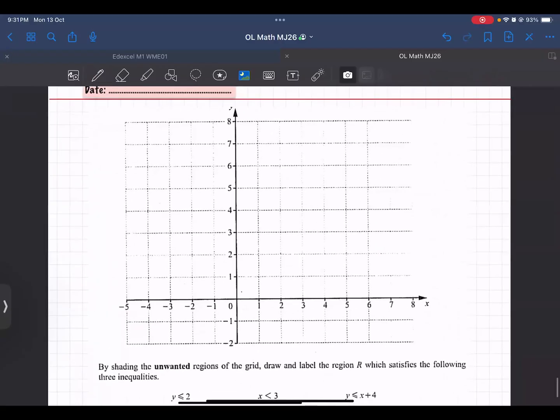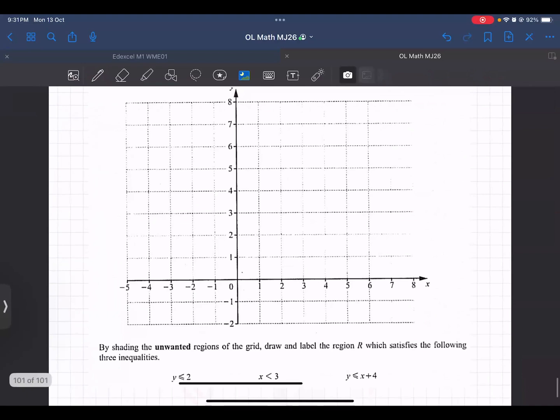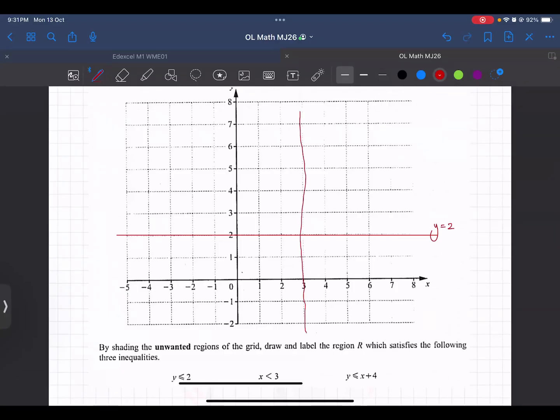Okay. By shading the unwanted regions of the grid. So y is equal to 2, what to make? Yes, wait. It's a solid line. It would be a solid line at y is equal to 2. The second one will be dotted. This is y is equal to 2. And x is equal to 3. x is equal to 3 is this vertical line. Dotted. Sorry. Yes, dotted.